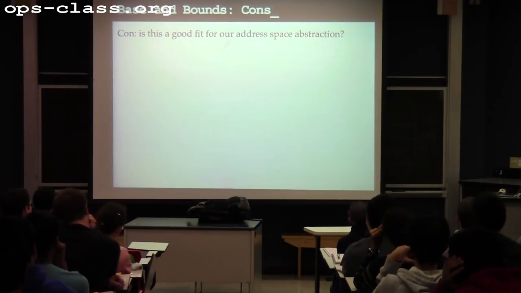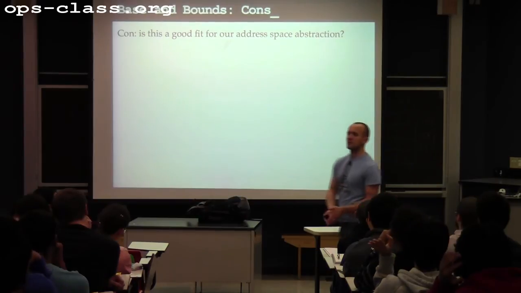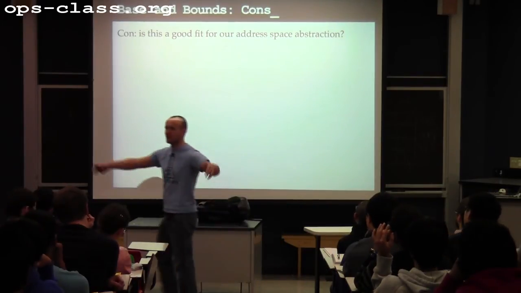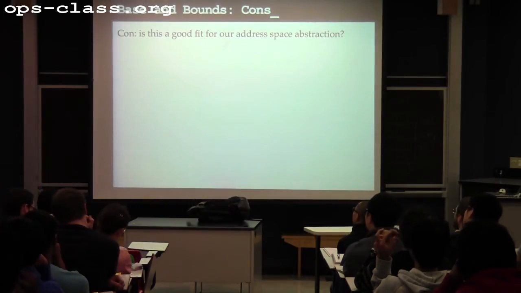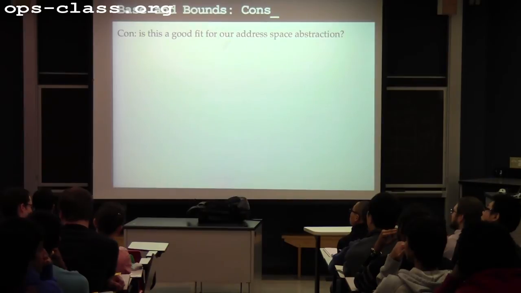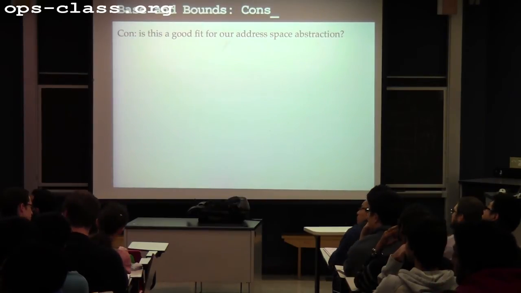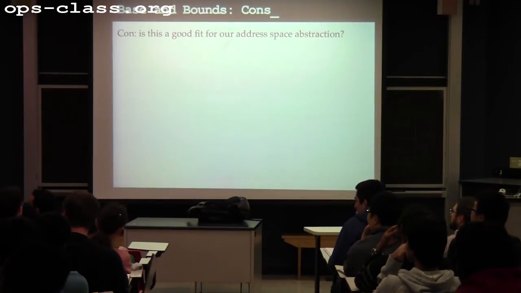But as David pointed out, is this a good fit for our address space abstraction? What's wrong with this? Remember, address spaces were giving every process this huge chunk of memory. Yeah, Sumit. Well, can I even support the address space abstraction using this? No, because first of all, I can't give anybody more memory.